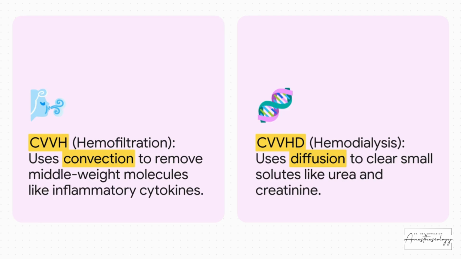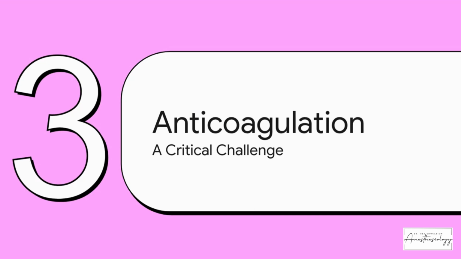Second is CVVHD, or hemodialysis, which uses diffusion. This is incredibly efficient for removing small solutes like urea and potassium. And finally, there's CVVHDF, which, just as the name implies, combines both methods. So the question you have to ask is, what are we targeting? Inflammation, uremia, or both?